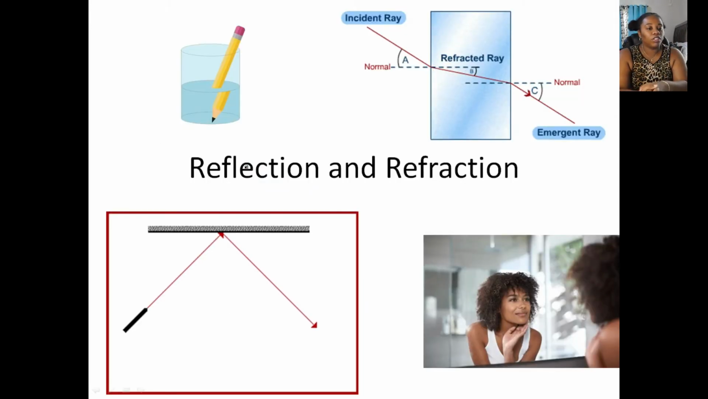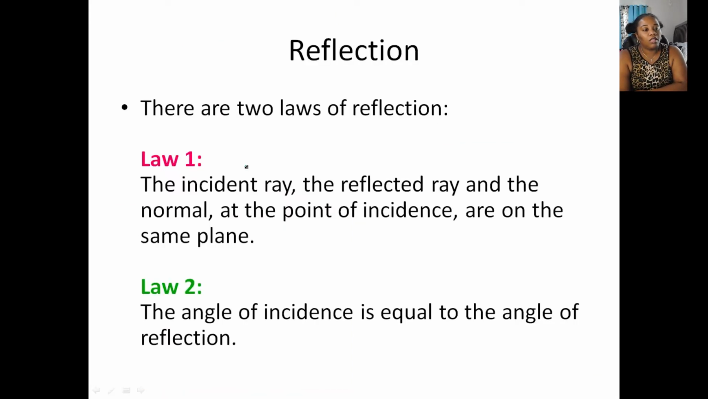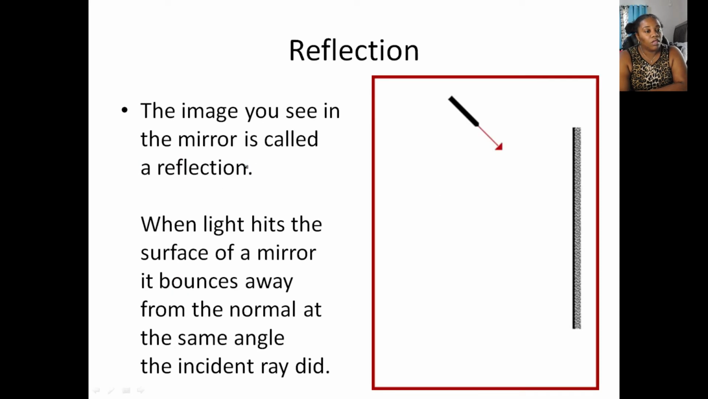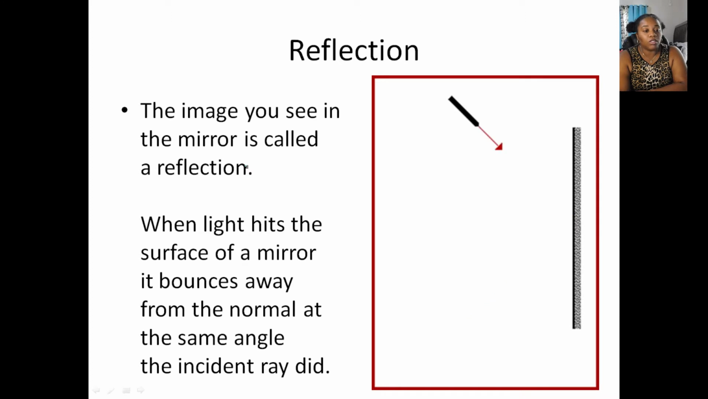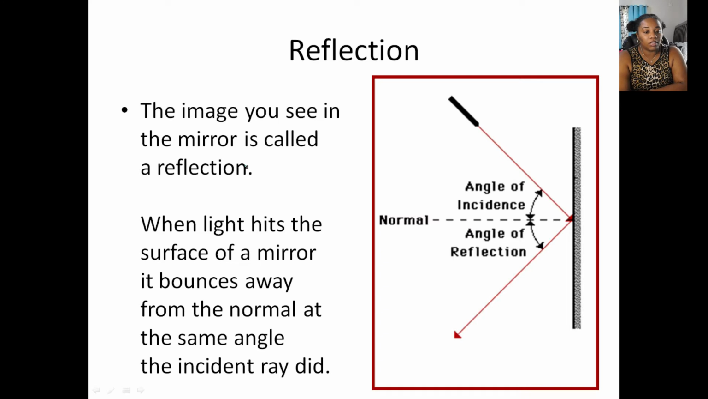Okay, reflection and refraction. There are two laws of reflection. Law 1: the incident ray, the reflected ray, and the normal at the point of incidence are on the same plane. And law 2: the angle of incidence is equal to the angle of reflection. The image you see in the mirror is called a reflection. When light hits the surface of a mirror, it bounces away from the normal at the same angle the incident ray did.